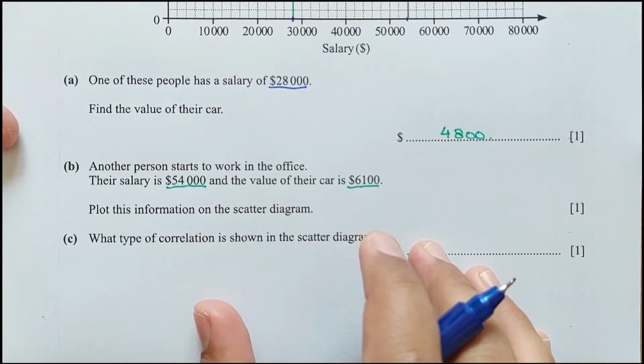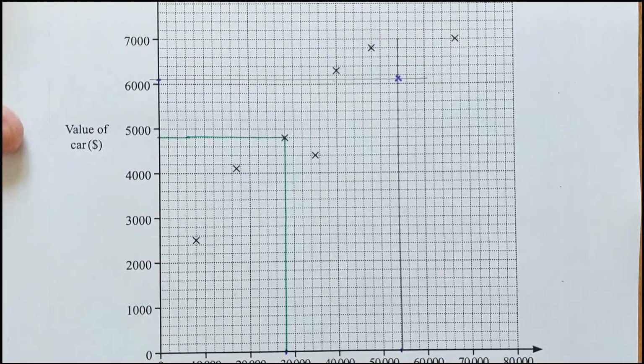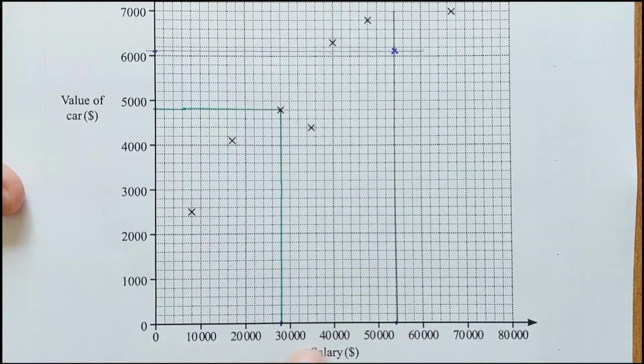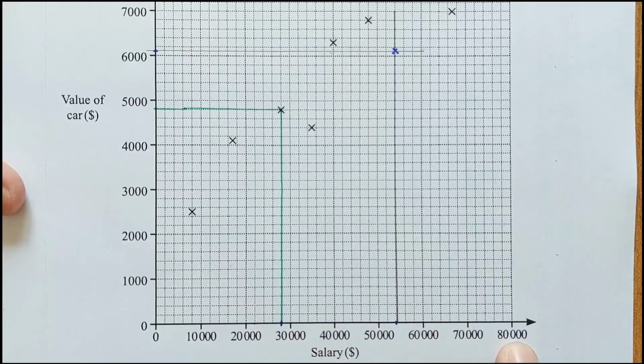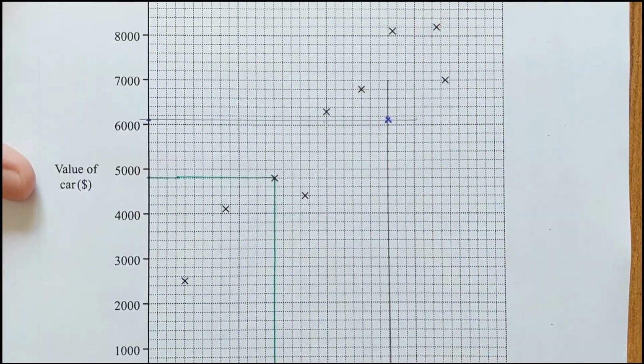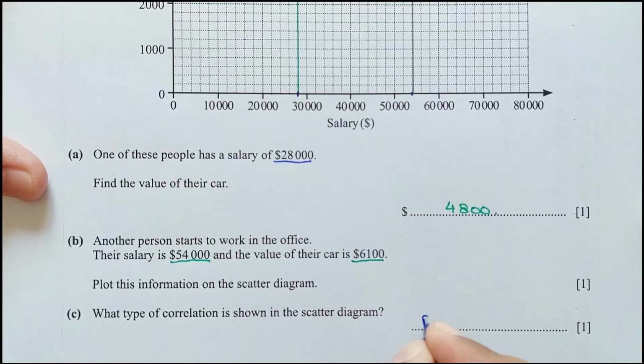Now for part C, what type of correlation is shown in the scatter diagram, right? Let's see the scatter diagram. When the salary of the people working in an office increases from 0, 10,000, 20,000, 30,000 and so on, as you can see, the value of their car also increases. So when one quantity increases, the other also increases. That is a positive correlation.